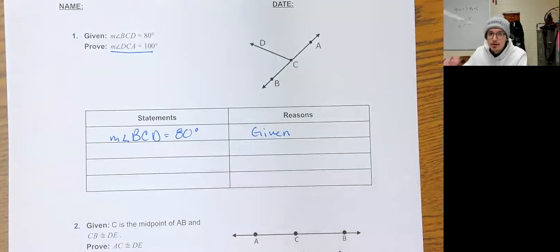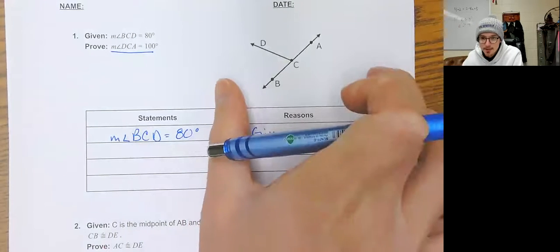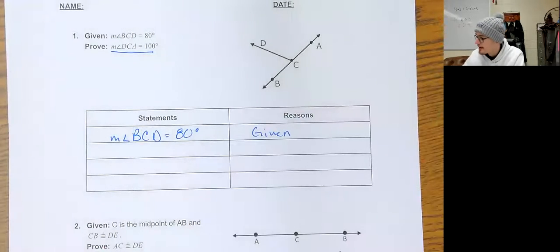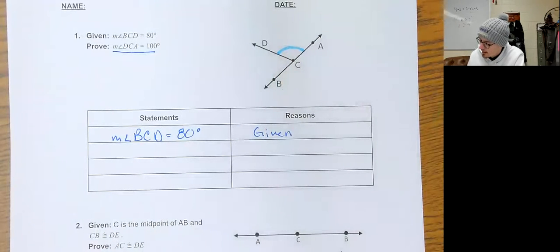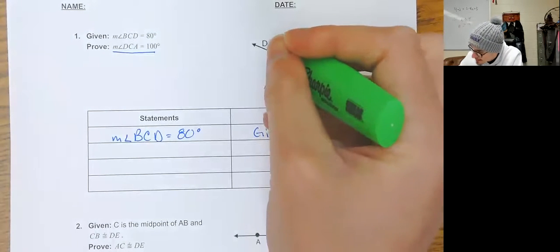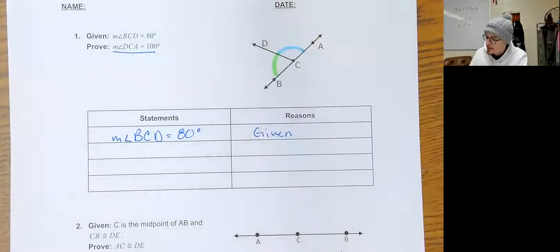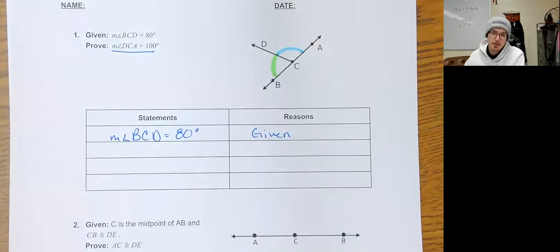But the thing that I always do after I put in my given is I always go straight to the diagram and I look. And what I see when I look at this diagram is two angles that form a linear pair. They form a line. They are supplementary and they are adjacent, and therefore they form a linear pair. Now, what's special about a linear pair? Well, a linear pair are two adjacent angles whose sum is 180 degrees.